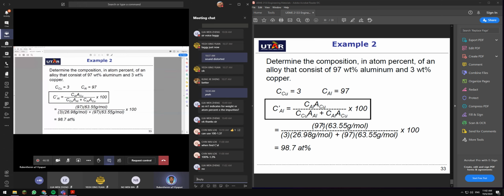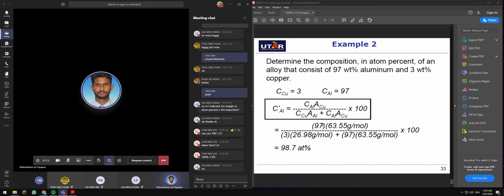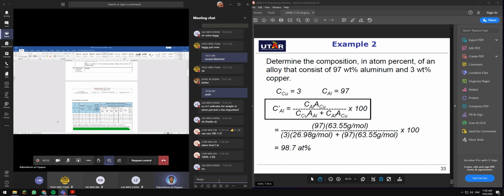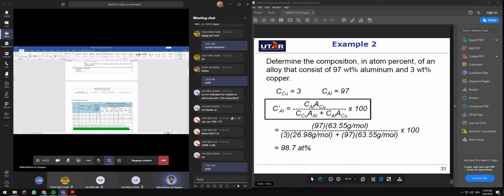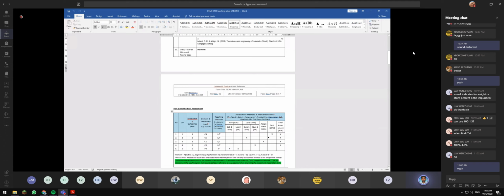Okay, I just want to share with you one more thing, which is this. All of you can see my screen, right? So this is the method of assessment. I'll be uploading the teaching plan later in the evening. So this is your lab. Your lab will be starting next week.